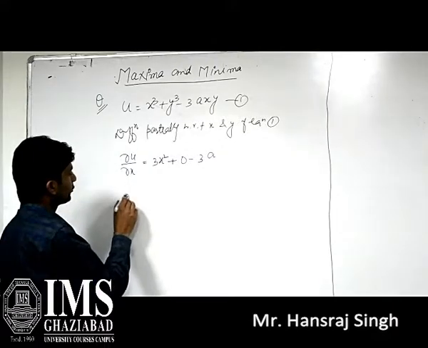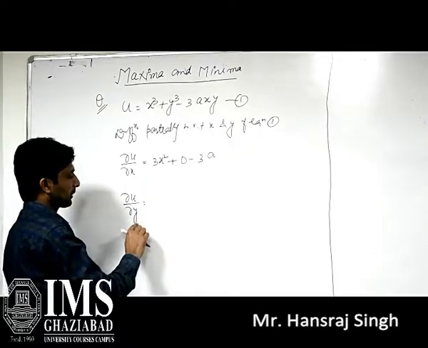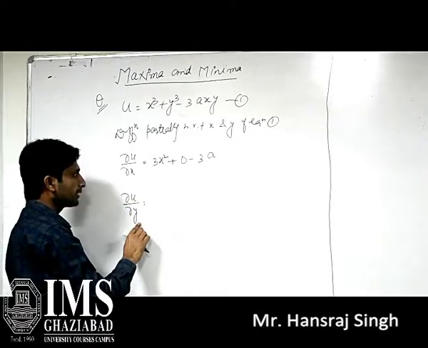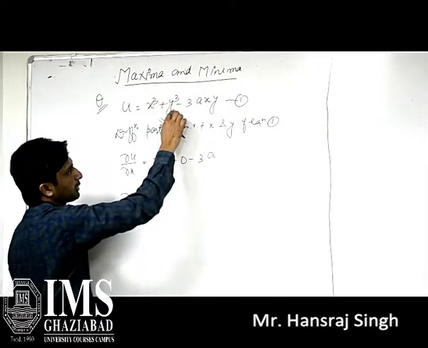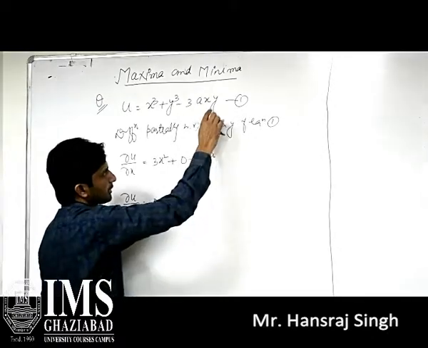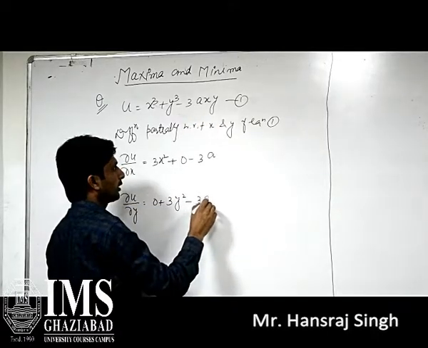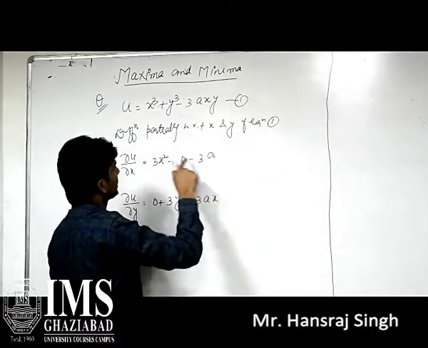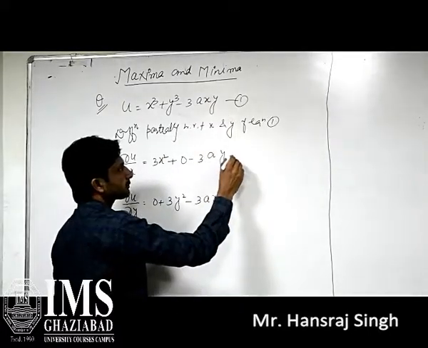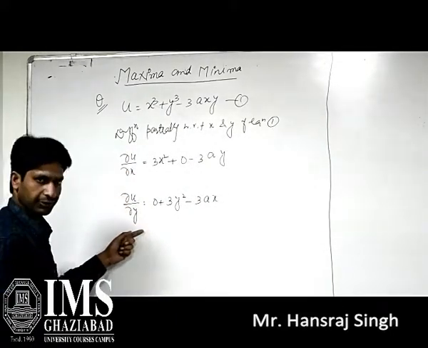And del u upon del y, similarly we find del u upon del y, students. जब y के रिस्पेक्ट में कर रहे हैं पार्शियल डिफरेंशिएशन, so x is constant, so derivative of x with respect to y is 0. Next, differentiation of y cube with respect to y is simply 3y square, minus 3a and x, students. सिमिलरली यहाँ पे जब हमने x के रिस्पेक्ट में किया है तो y रह जाएगा, x का 1 हुआ. This is the first partial derivative of u with respect to x and with respect to y.